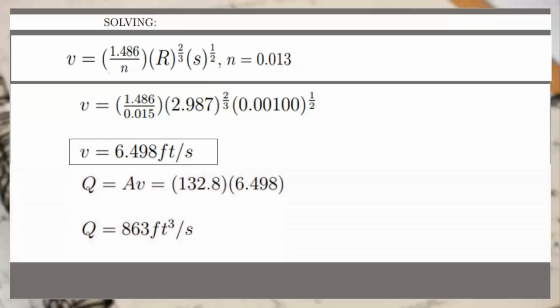And for flow rate, we'll use the equation flow rate is equal to area times velocity, and we have 863 cubic feet per second. And that's it for this video.